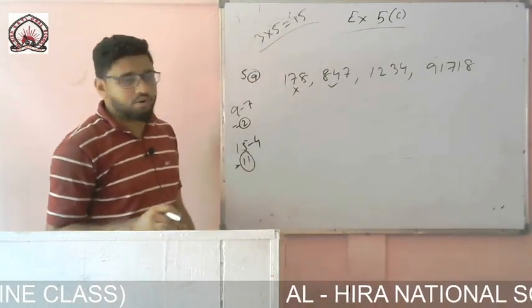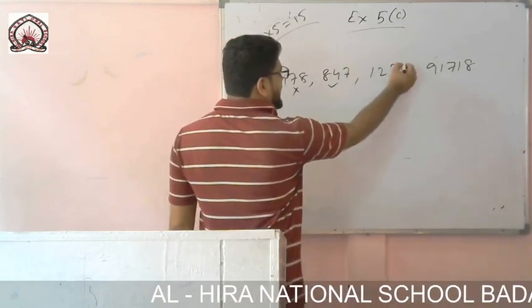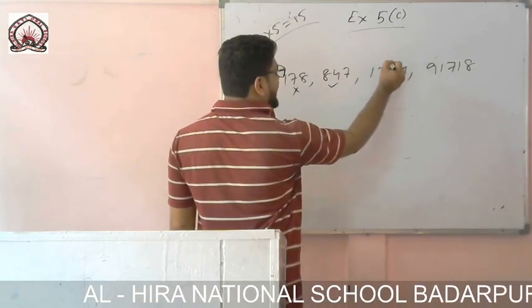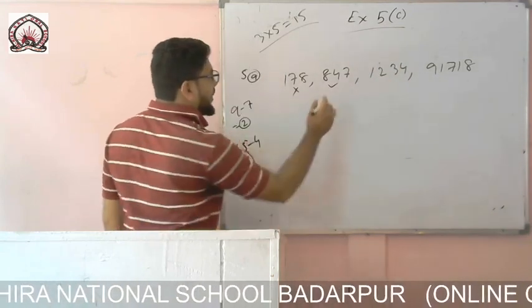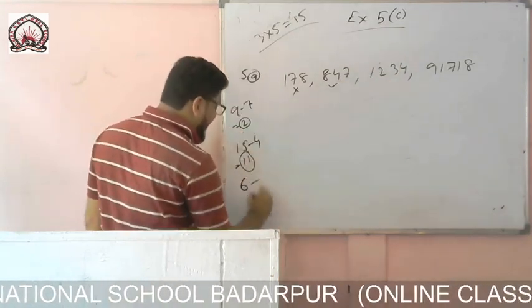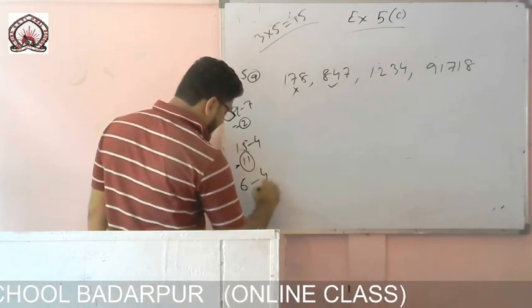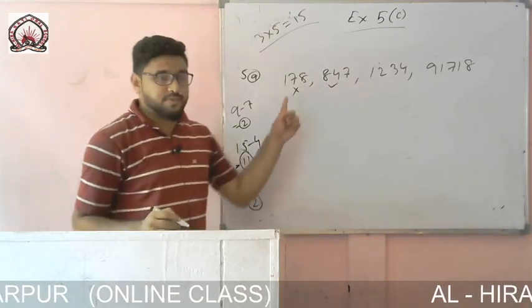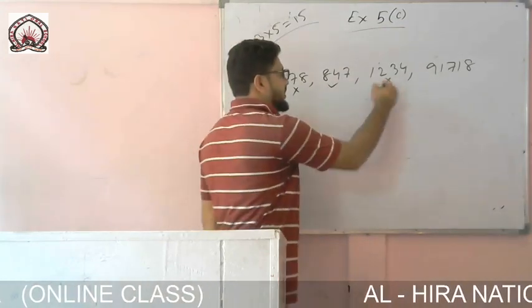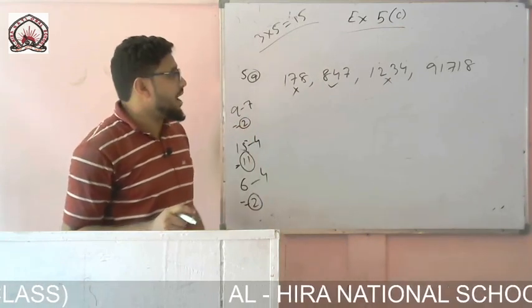Now this one you check, 1 2 3 4. Counting from the right, the odd places are 4 plus 2, which is 6. The even places are 3 plus 1, which is 4. 6 minus 4 is 2. 2 is not divisible by 11, so it is not divisible. Now come to the last one.